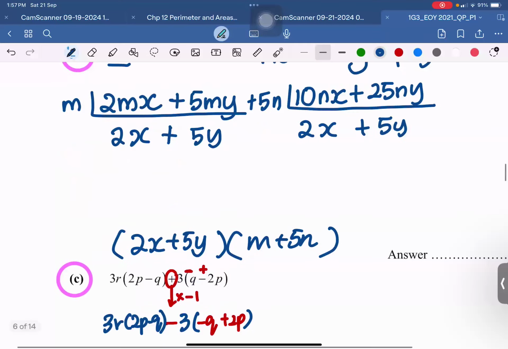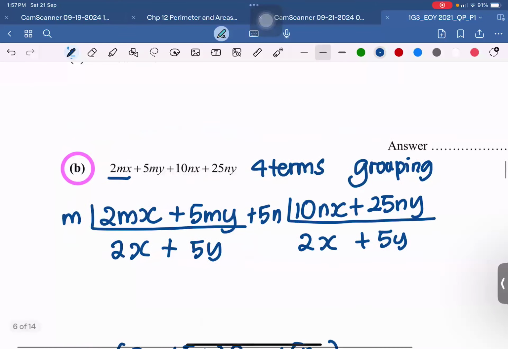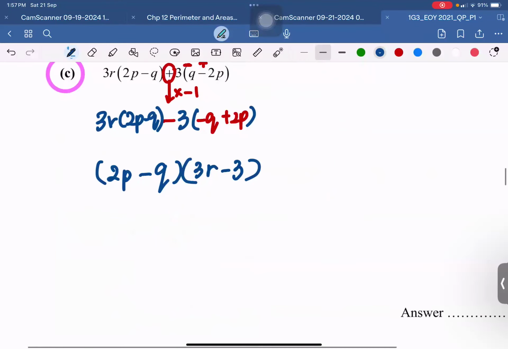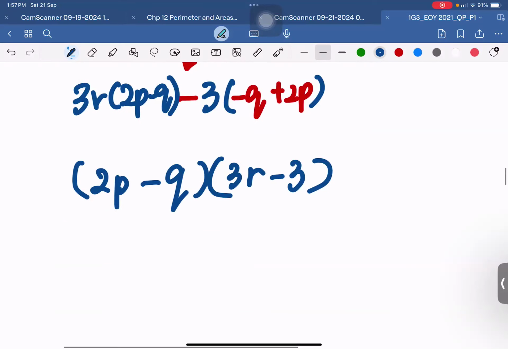The question says factorize completely. So we cannot expand, cannot simplify. There's something here anyone can see. Okay, I'll give you a clue. Anyone can see something here. This is not the final answer. What is here? Yeah, r minus 1, correct. There is one more common factor here.